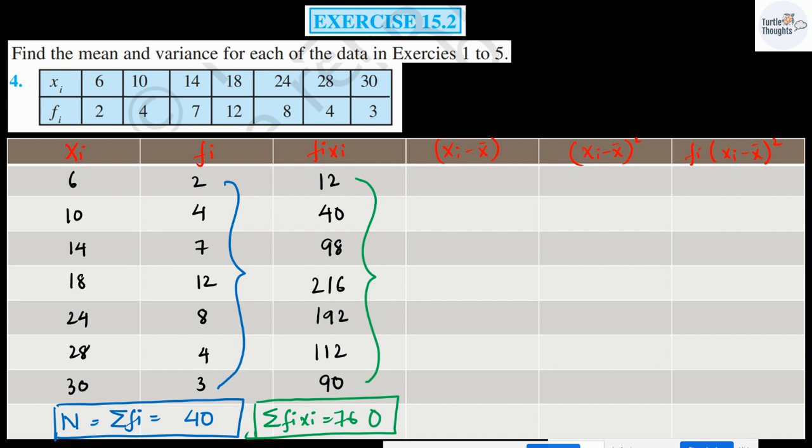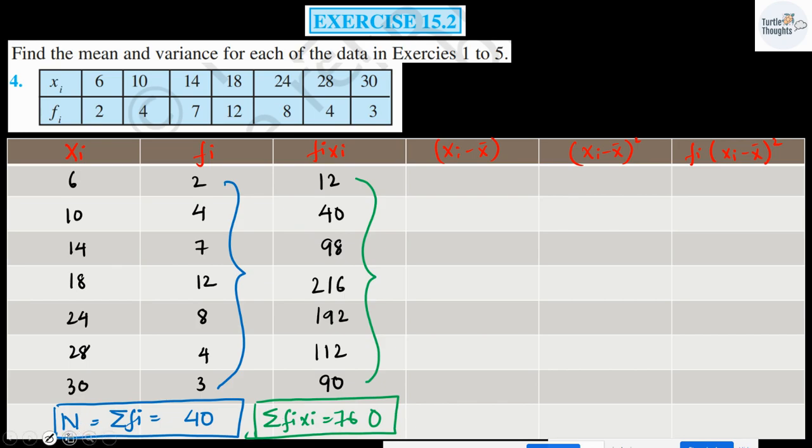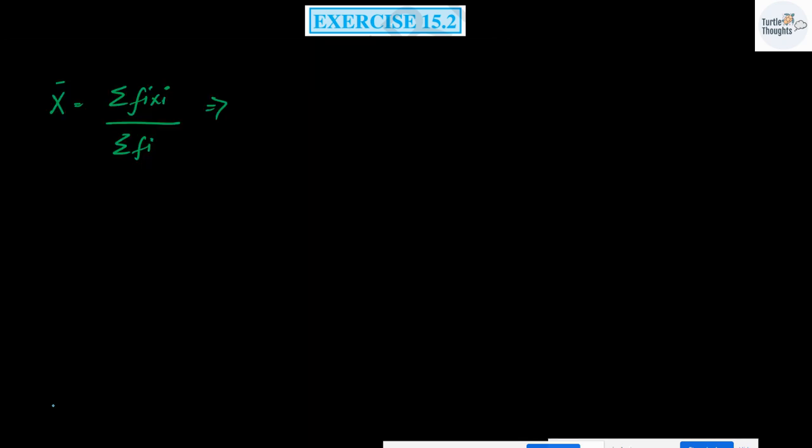Next we need to find out the value of xi minus x bar. In order to do that, I need the value of x bar. I don't know what is the value of x bar, so I need to find out the value of x bar first. So I can write x bar as summation of fi xi divided by summation of fi. This is the formula for mean. Summation of fi xi is going to be 760. Summation of fi is going to be 40. Answer for mean is going to be 760 divided by 40.